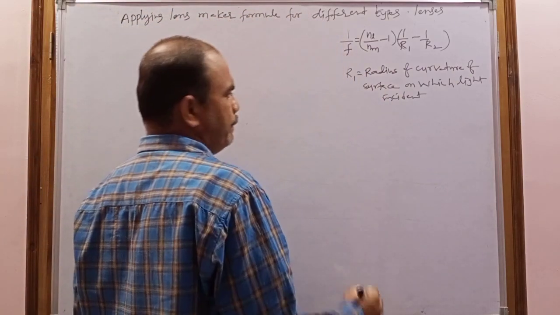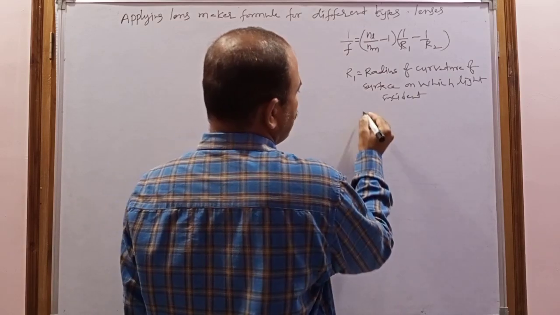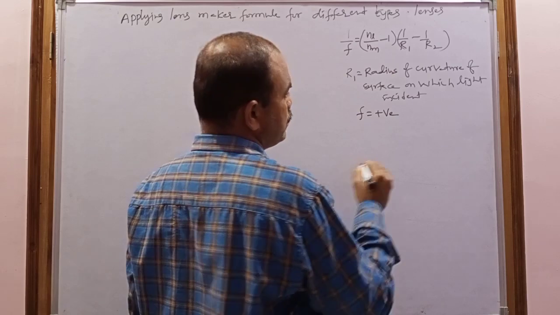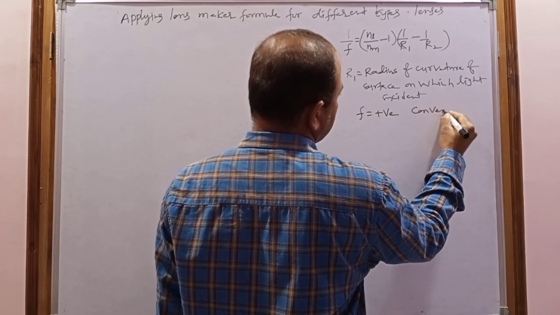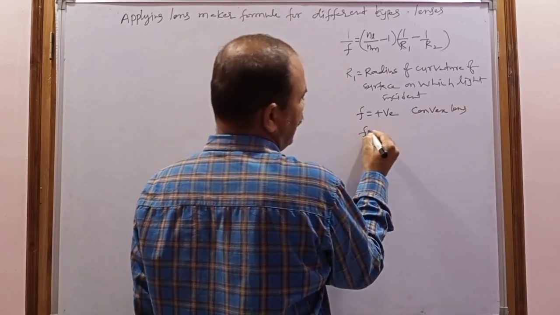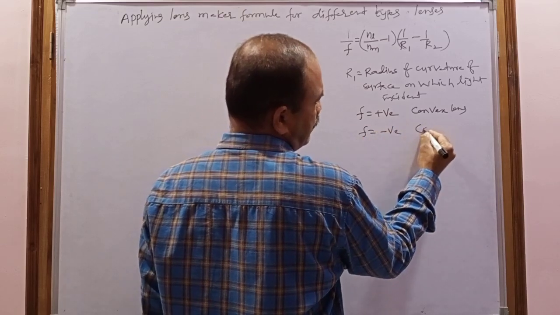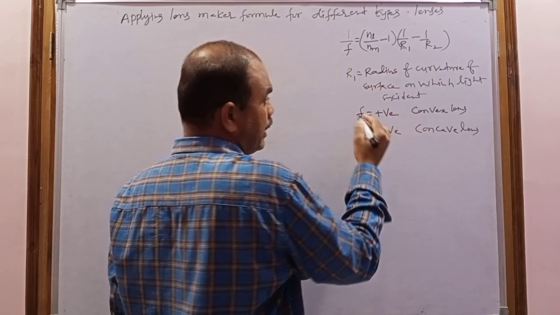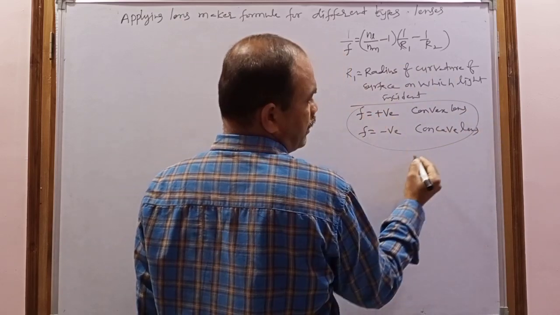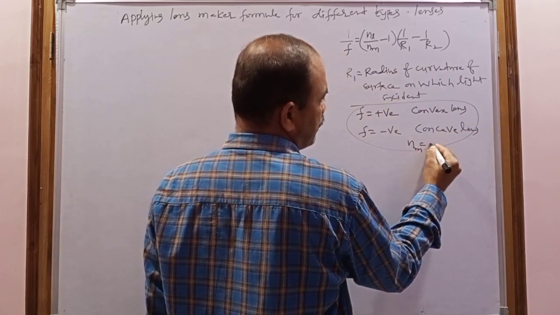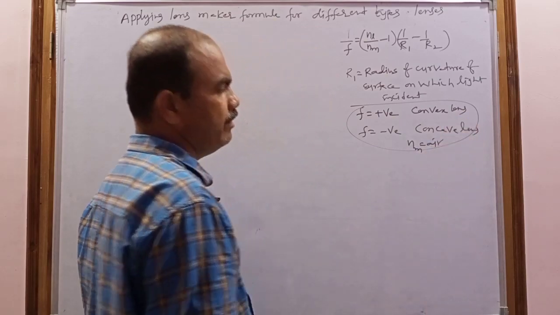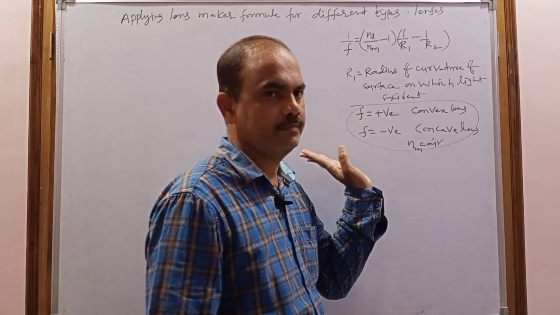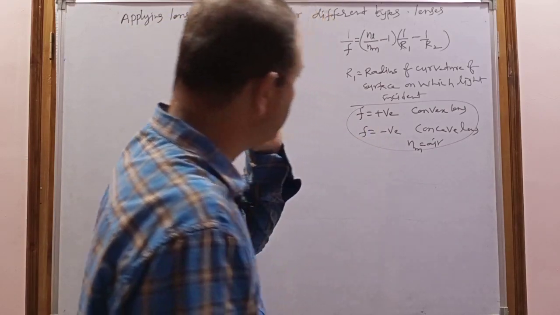And remember, applying the sign convention, the focal length of the convex lens can always be taken positive, and the focal length of the concave lens is always taken negative. These are applicable only if the surrounding medium is air. So these are the important things.